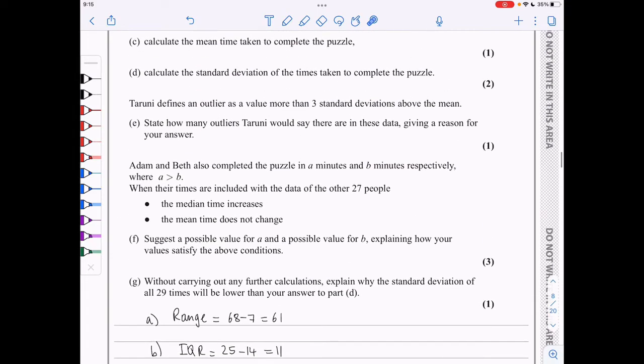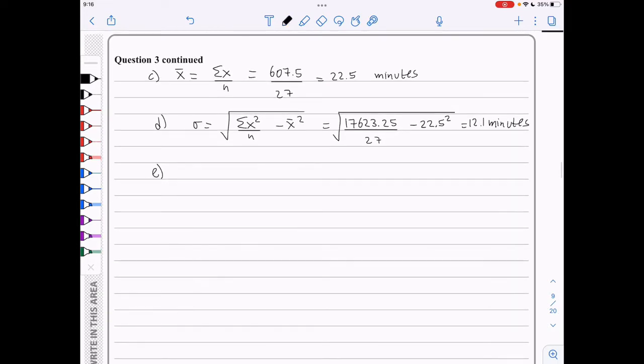Now, Taruni defines an outlier as a value more than 3 standard deviations above the mean. State how many outliers Taruni would say there are in this data set, giving a reason for your answer. So I will take the mean, 22.5. I will add 3 standard deviations. I get an answer of 58.8, and only 68 is greater than 58.8.